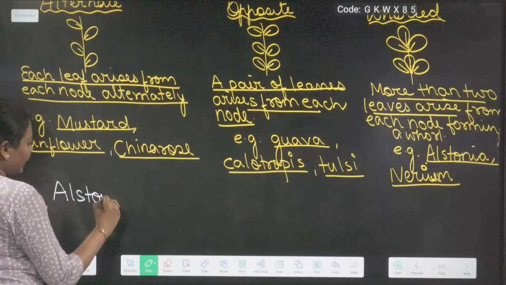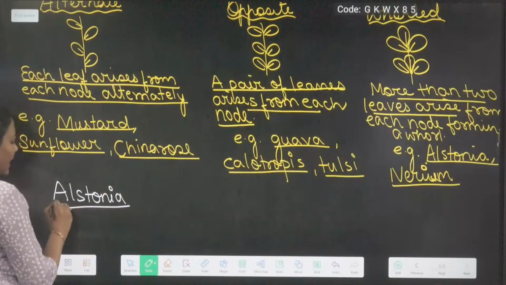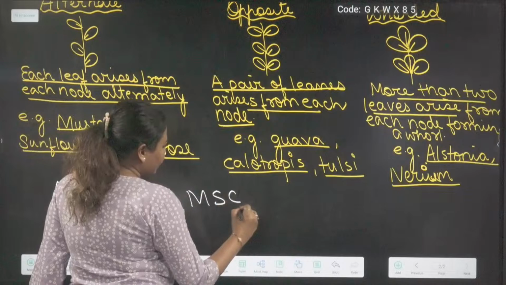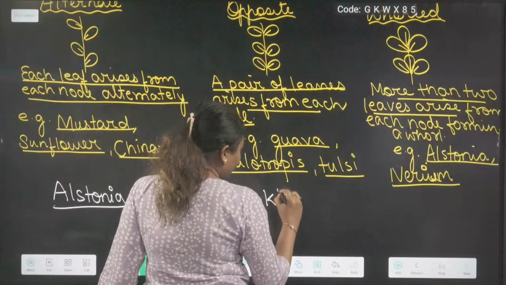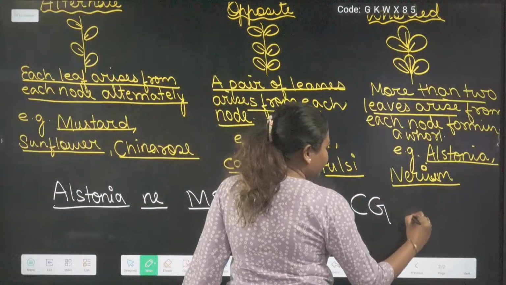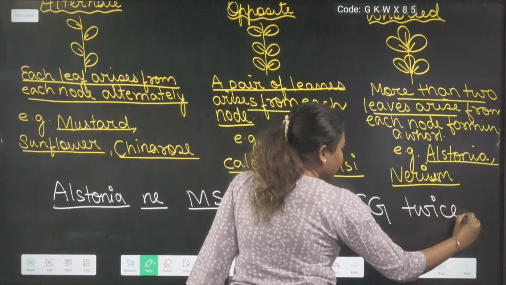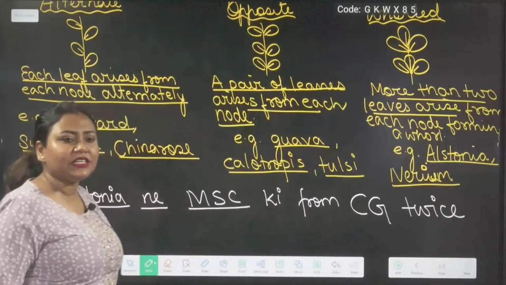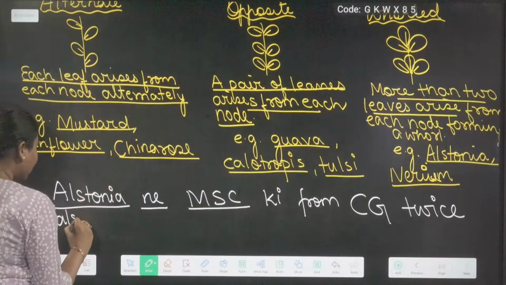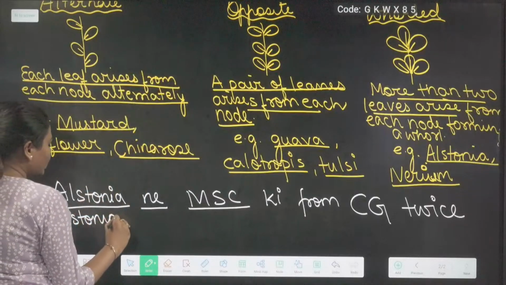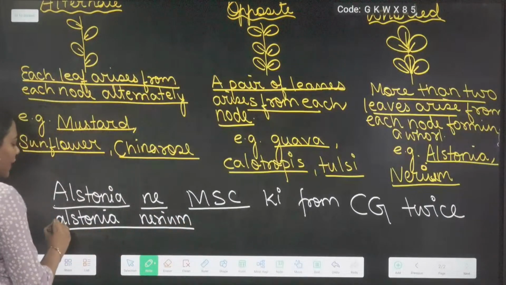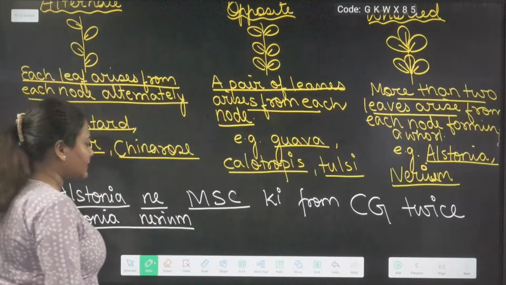Now write down the trick. Alstonia is a girl, Alstonia ne MSc from CG, Chhattisgarh, twice. Als for Alstonia, Ne for Nerium. All these belong to whorled Phyllotaxy.